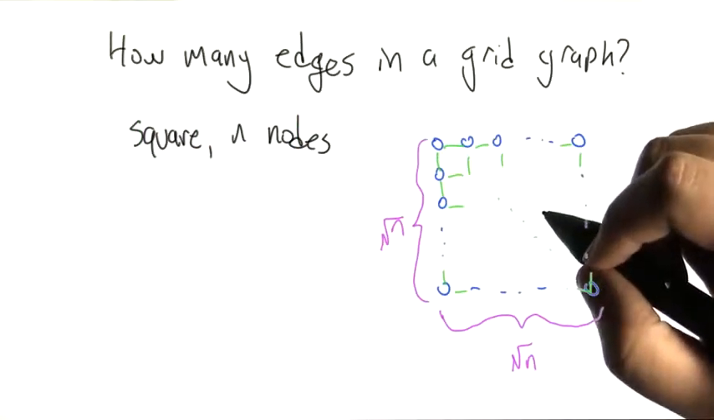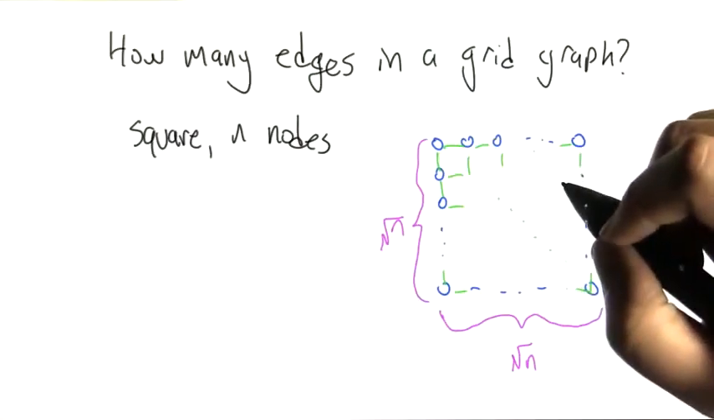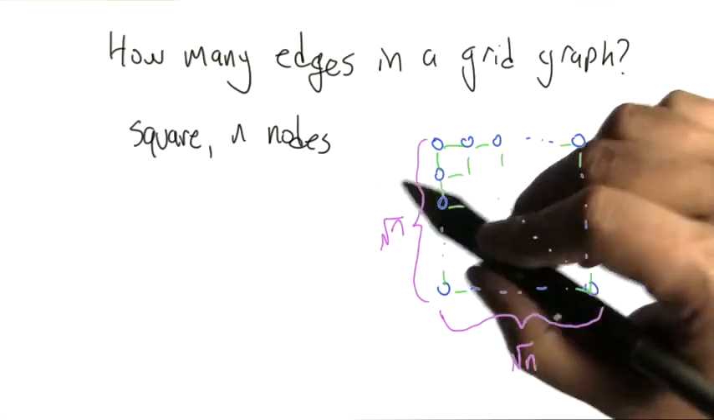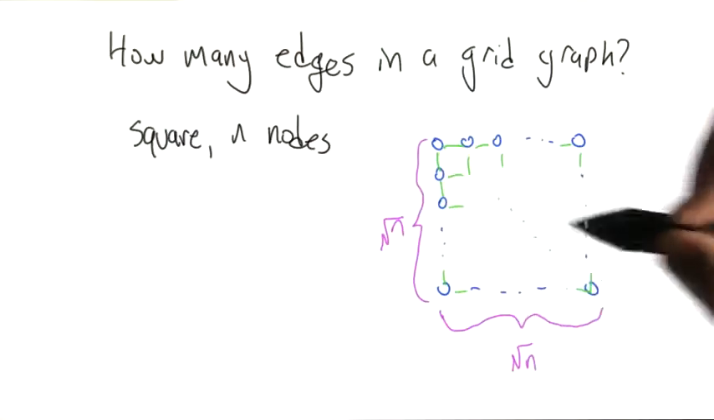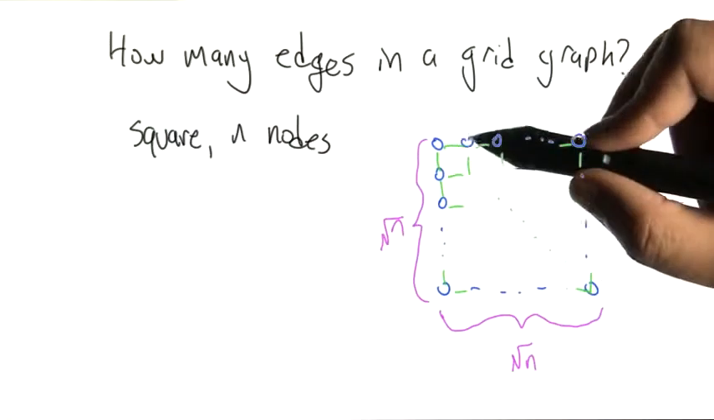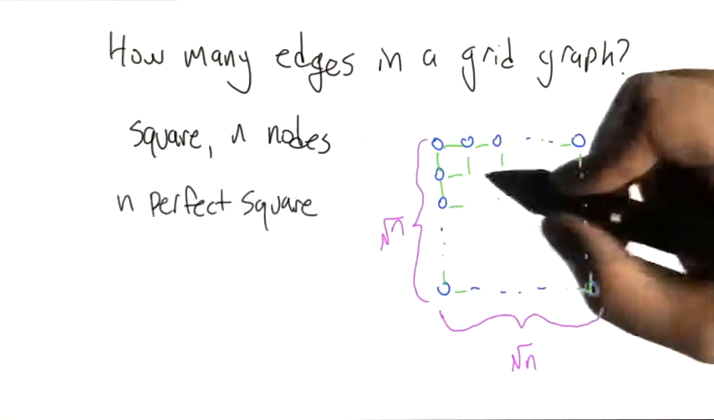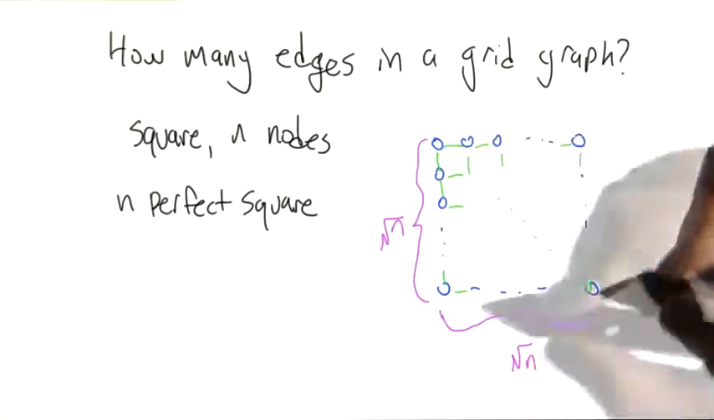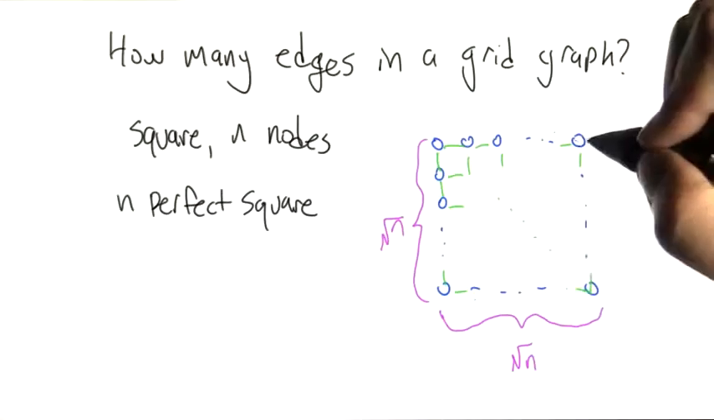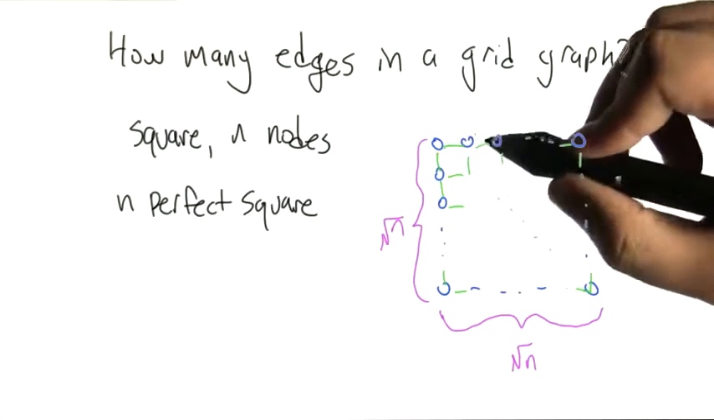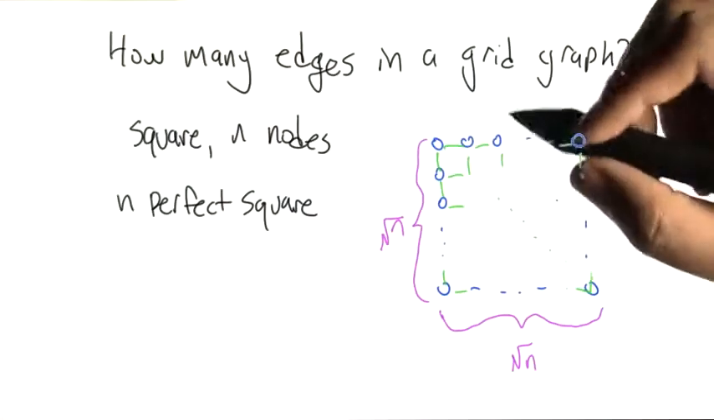So how many edges do we have in a grid graph? We're assuming that there are n nodes, and the nodes are arranged in a square. So the picture of that looks like this, where you have nodes arranged in a square. For this to make sense, we're assuming that n is a perfect square, so that we can actually arrange the nodes to form a square as so. So there's root n nodes on each of the sides, and if we fill in the edges, these green edges, what's the total amount that we get?